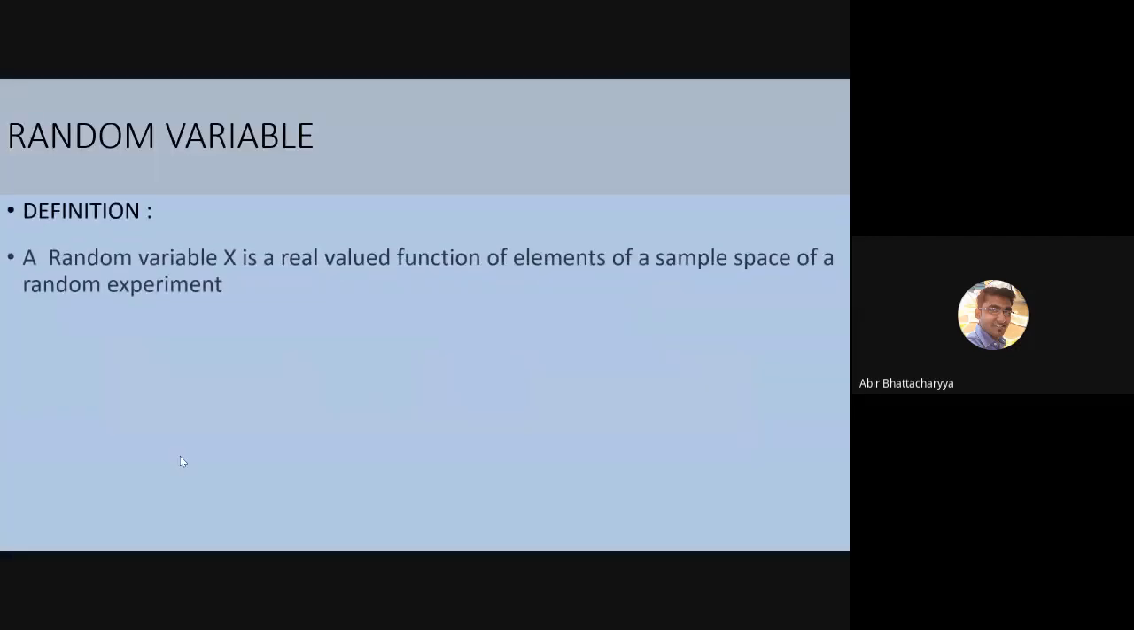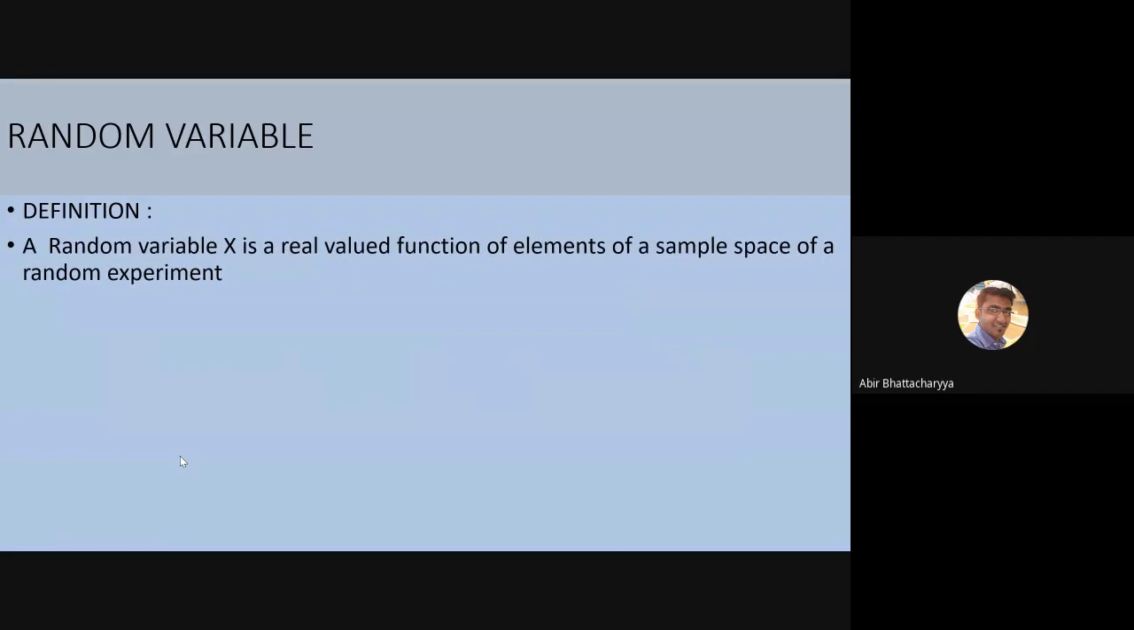So first of all, what is a random variable? A random variable X is a real valued function. Real valued means it can take any real number from minus infinity to plus infinity, of an element of a sample space of a random experiment.